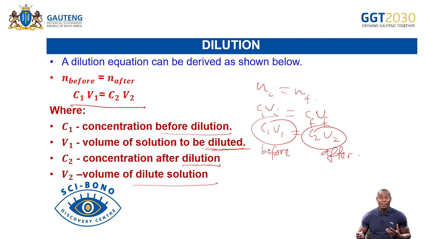What will happen to the volume? The volume will increase because we are going to add water to the solution. To dilute that solution, we add water. So we are expecting the volume of the dilute solution to be higher than the volume of the solution before dilution.